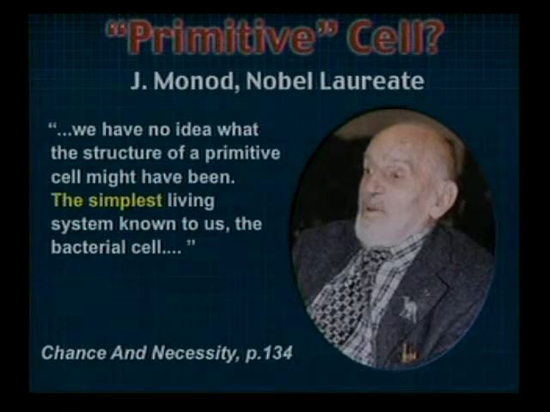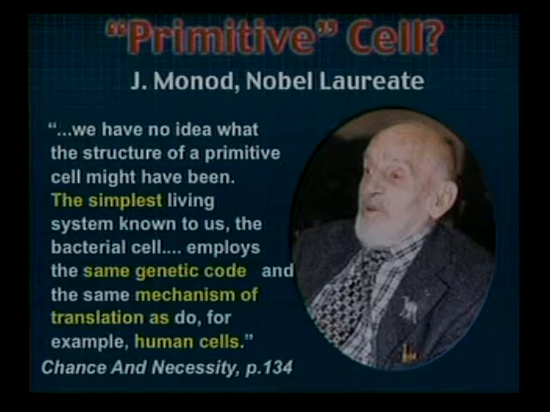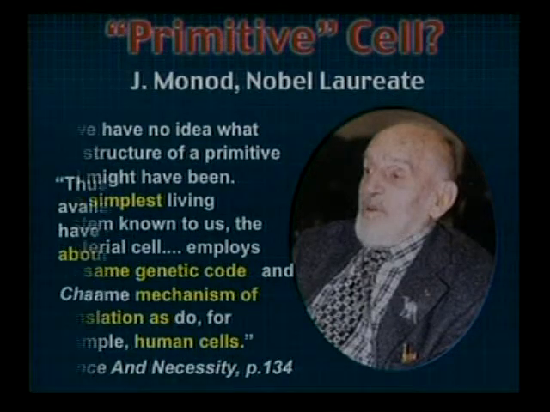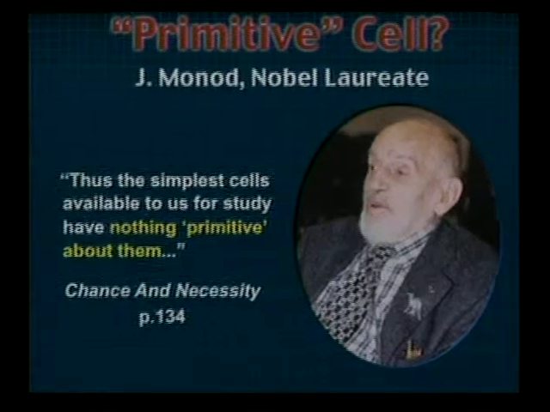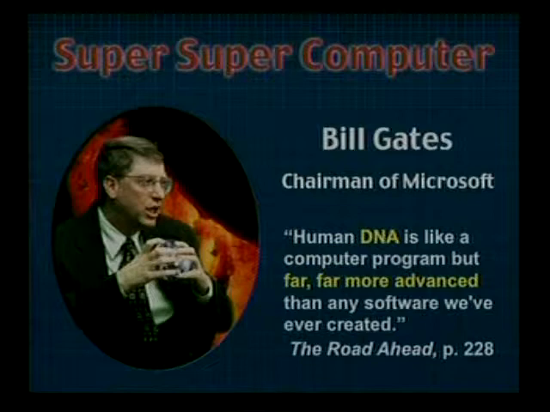When we look at the simple cell, notice the statement by Monod, who is a Nobel laureate microbiologist. He says, we have no idea what the structure of a primitive cell might have been. The simplest living system known to us, the bacterial cell, employs the same genetic code, the same mechanism of translation as do human cells. There ain't no such thing as this simple cell. You've got billions of bits of information in many of them. The simplest cells available to us have nothing primitive about them. Bill Gates comments on this when he says, human DNA is like a computer program, but far, far more advanced than any software we've ever created.